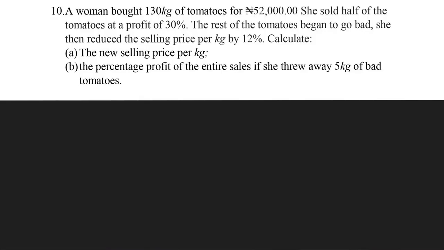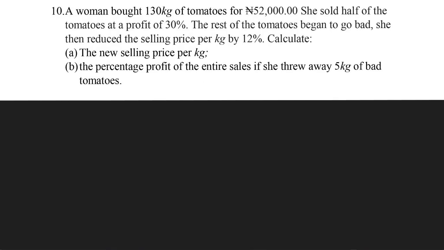All right, question 10. The question says a woman bought 130 kg of tomatoes for 52,000 naira. She sold half of the tomatoes at a profit of 30%. The rest of the tomatoes began to go bad. She then reduced the selling price per kg by 12%. We are to calculate A, the new selling price per kg, and B, the percentage profit of the entire sales if she threw away 5 kg of the bad tomatoes. So how are we going to go about this?